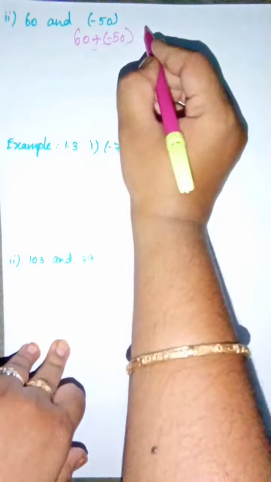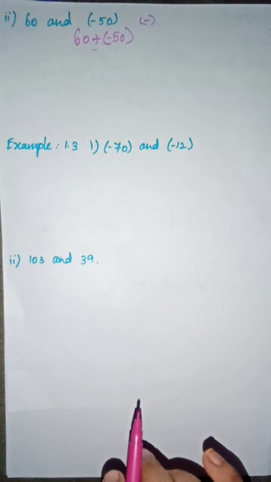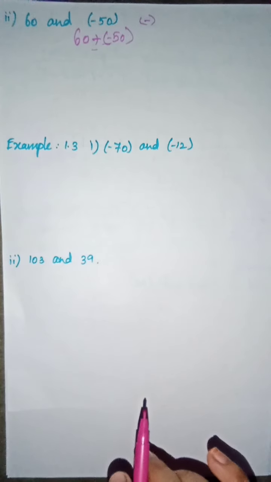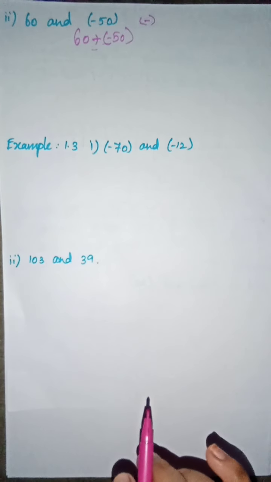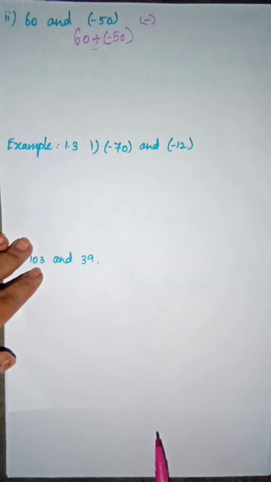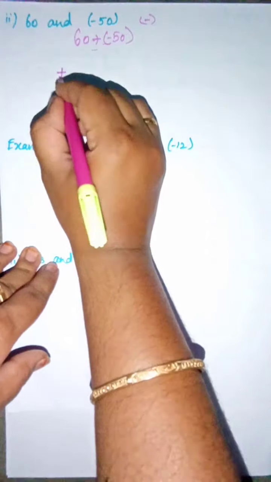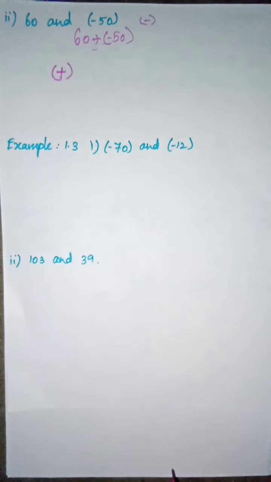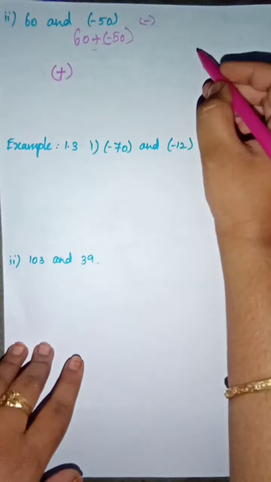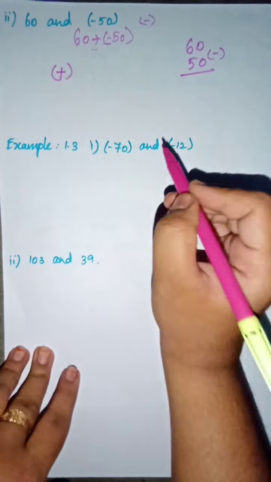So while checking the symbols, this one and this one, what will happen? Plus into minus is minus. So we have to subtract the values. The second step is we have to see the biggest number's symbol. While comparing 60 and 50, which one is the biggest here? 60 is the biggest number. So 60 is in positive form, so our answer will be in positive form. Then we have to subtract the two numbers. So while subtracting 60 minus 50, what will be your answer?